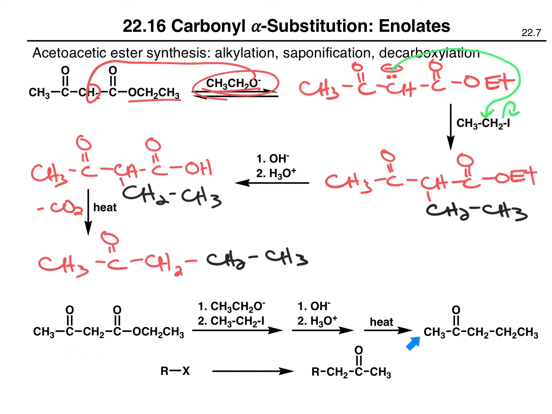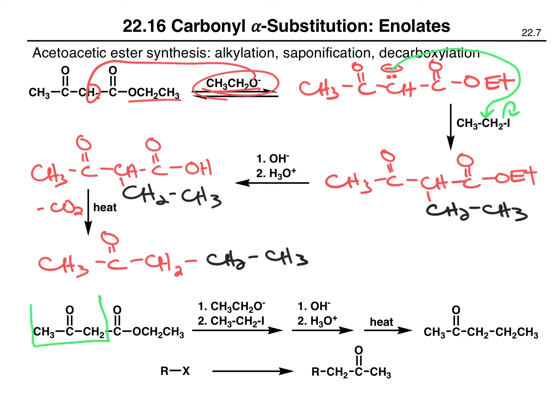Here we can see this again written out in shorthand, and we start out with our beta keto ester. This is treated with base followed by an RX, and then the ester is hydrolyzed, and then the carboxylic acid is heated up to undergo decarboxylation to give us this product.